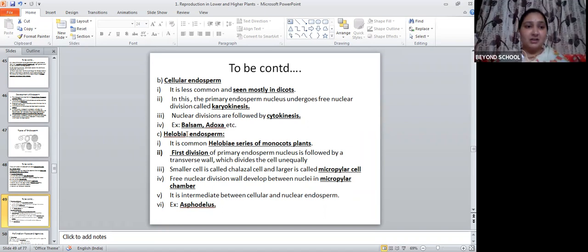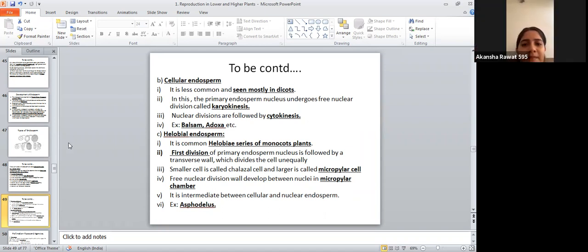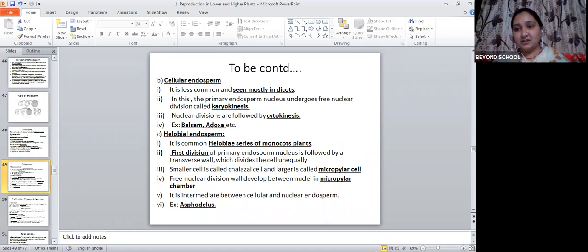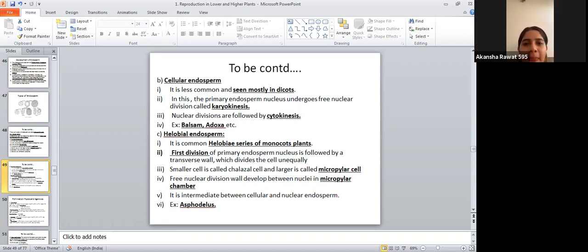Understood, Akansha? This development of endosperm wholly, you understood? Any kind of doubt till here? No? Shall I move further? Okay.